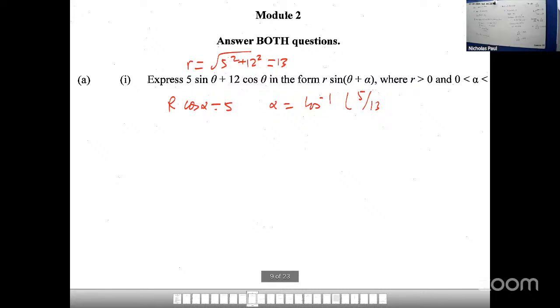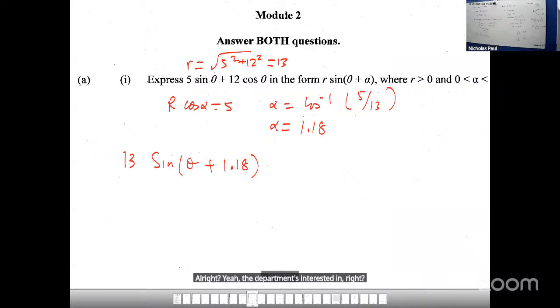What is cos inverse 5 on 13? 1.18. Anybody else? So the answer I got is 13 sine theta plus 1.18. Alright? Here's the part I'm interested in, right? Everybody got that? Right. It's a hence, so you're going to need to use that, right?